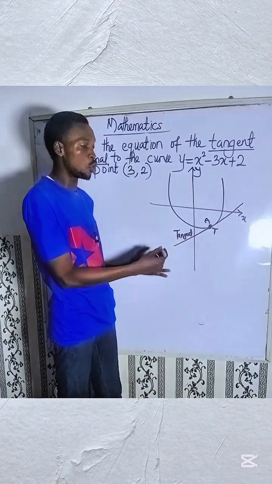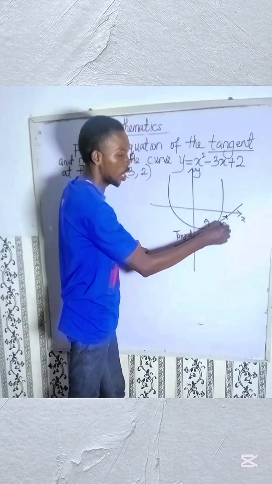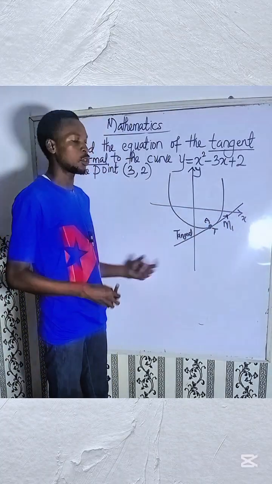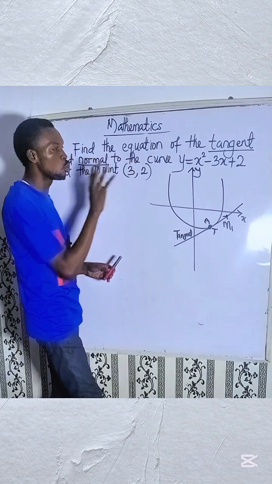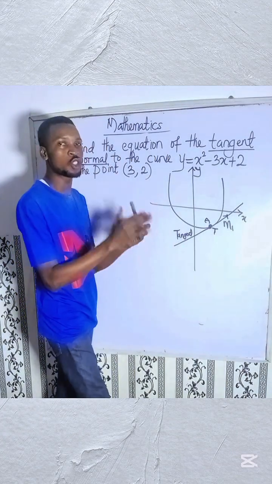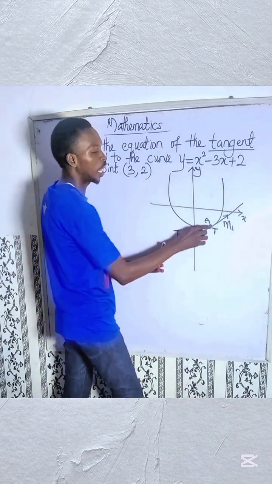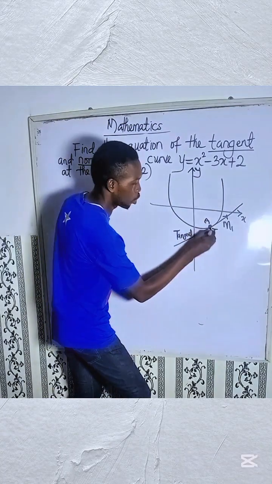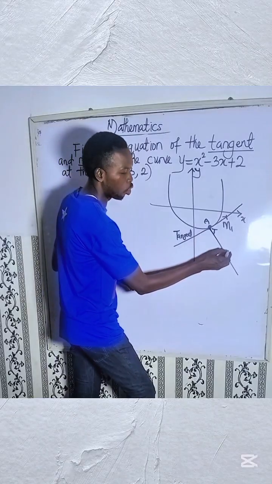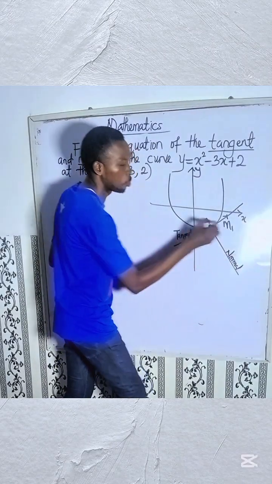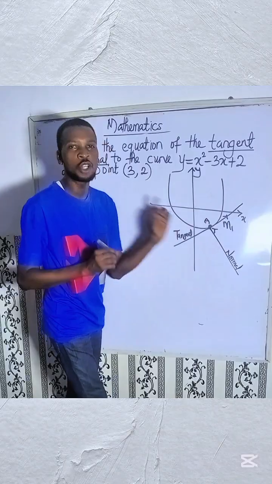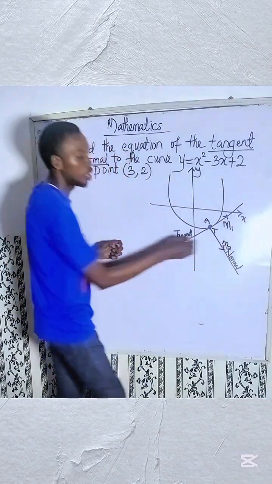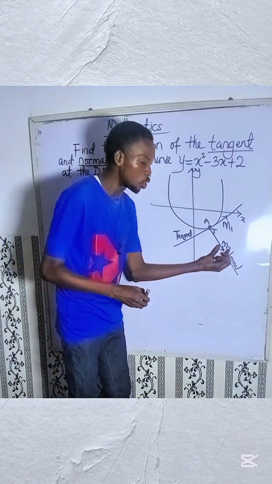It's a straight line equation. Of course, any line must have its own gradient, so I'm going to find the gradient of this line. Now, let me also show you what the normal is. A normal is another straight line that is perpendicular to the tangent at the point where the tangent touches the curve. So I'll draw a straight line like this, and this straight line is called the normal. So you must be able to differentiate between a tangent line and a normal line. This normal line too has its own gradient.